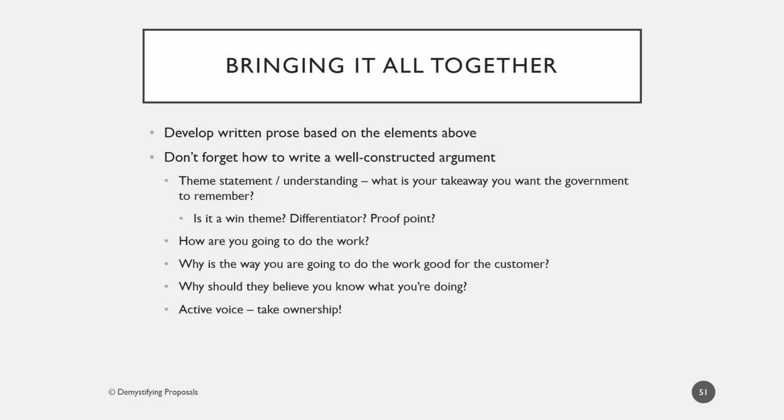So now we're going to bring it all together. You're going to develop written prose based on all those elements. Don't forget how to write a well-constructed argument. We all learned this in school, right? You have a theme statement. That's your understanding. What's your takeaway? What do you want the government to remember? When they're done reading 20 proposals, what do you want them to remember about your proposal or your section of the proposal? What's your win theme? What's your differentiator? What's your proof point? What's your theme statement? Then, how are you going to do the work? Why is the way you're going to do the work good for the customer? Why should they believe you know what you're doing? Proof points. Active voice. Take ownership.